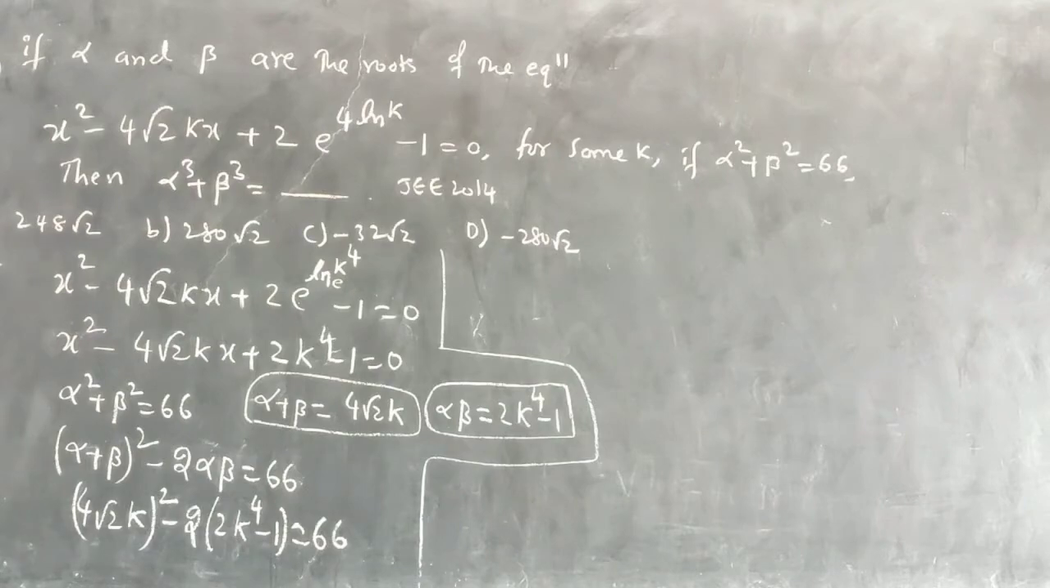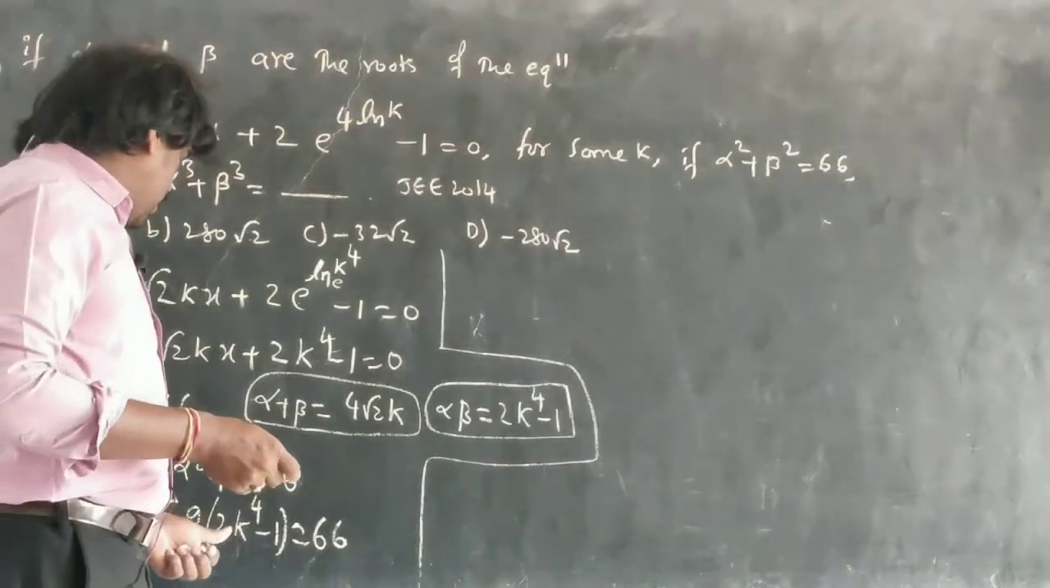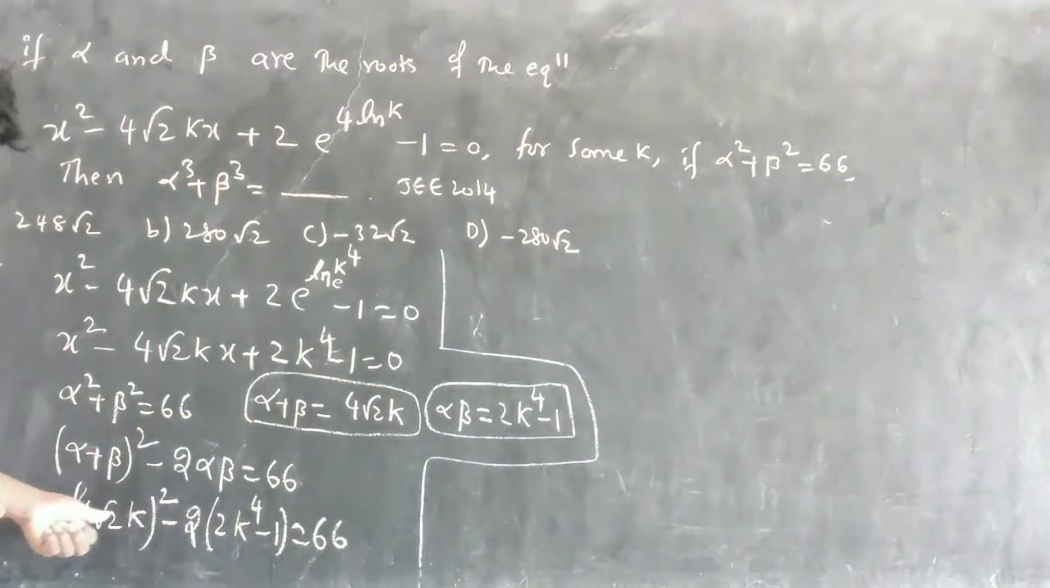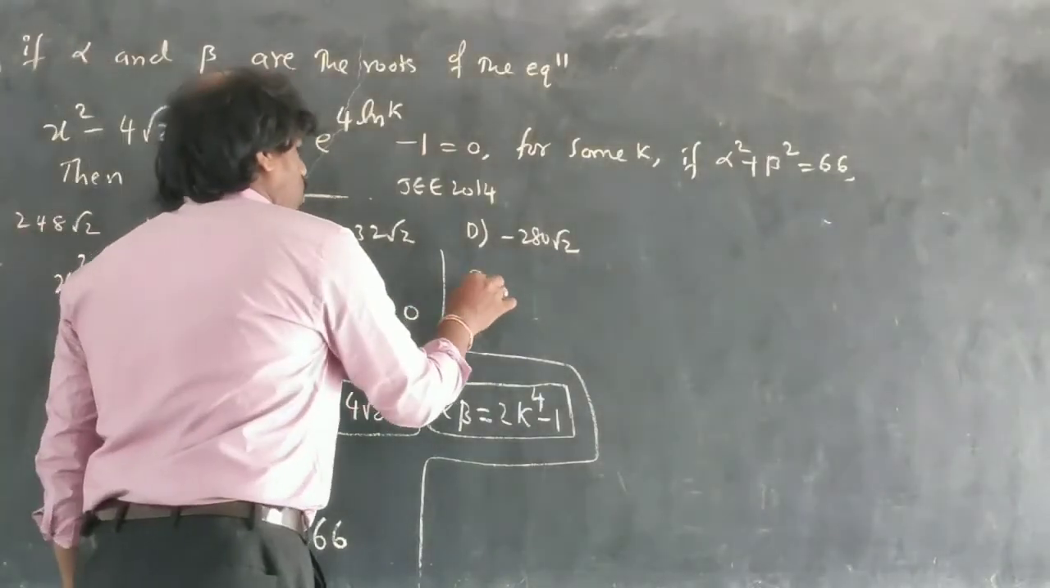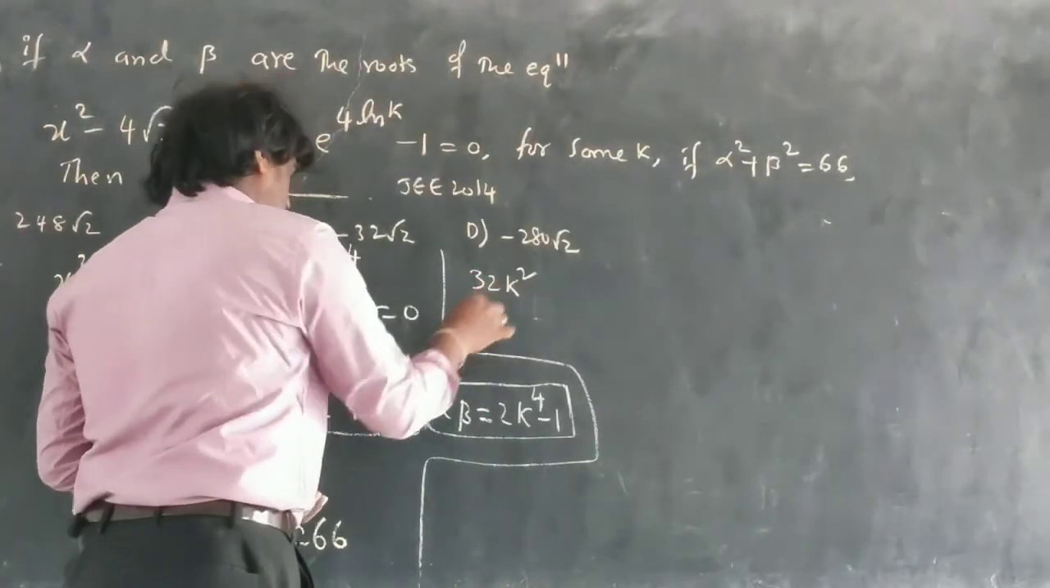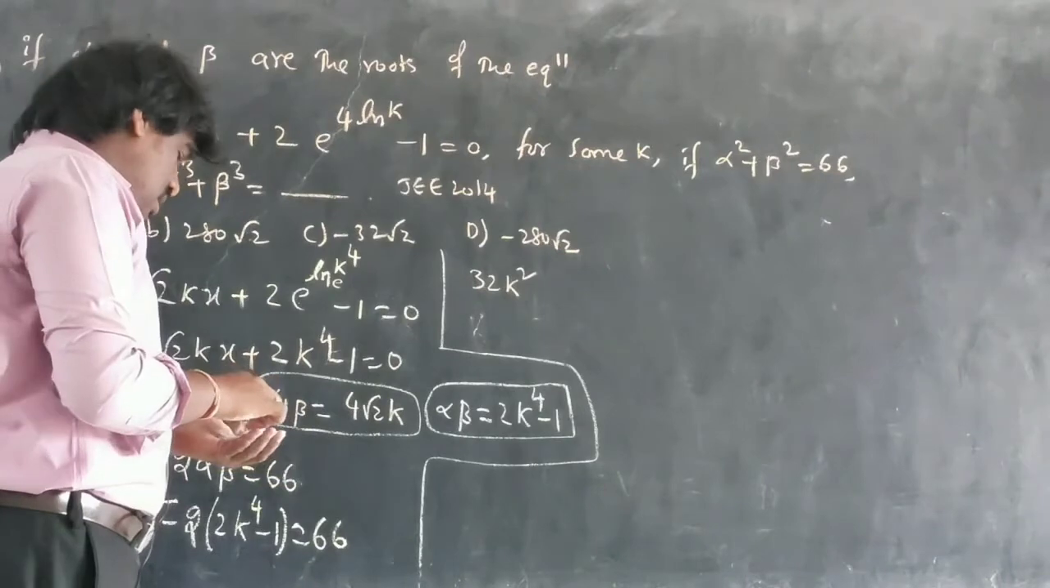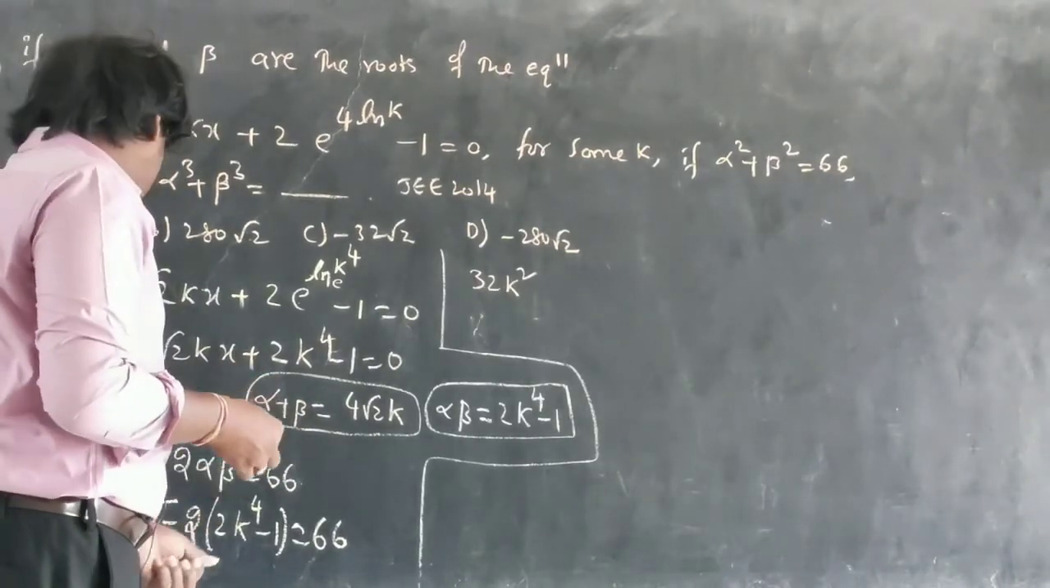Okay, let us discuss this. Now what I am going to do here is the squaring: 4 square, that is 16. 16 into 2, 32k square. You understood here, 4 square and root 2 square is 2, so 16 times 2. So you got 32k square here.